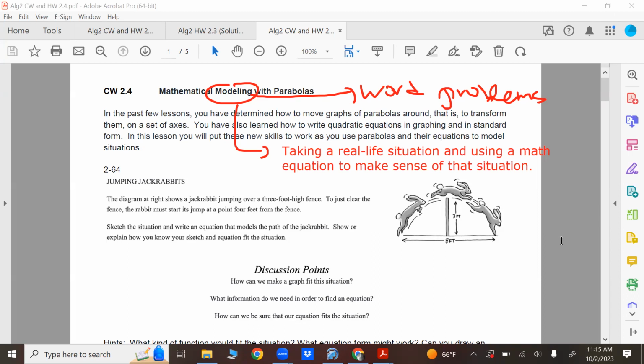It's just taking a real life situation and using math to make sense of it, right? And more specifically, using a math equation. In this case, we're going to use parabolas or quadratic equations. So let's look at this one right here.